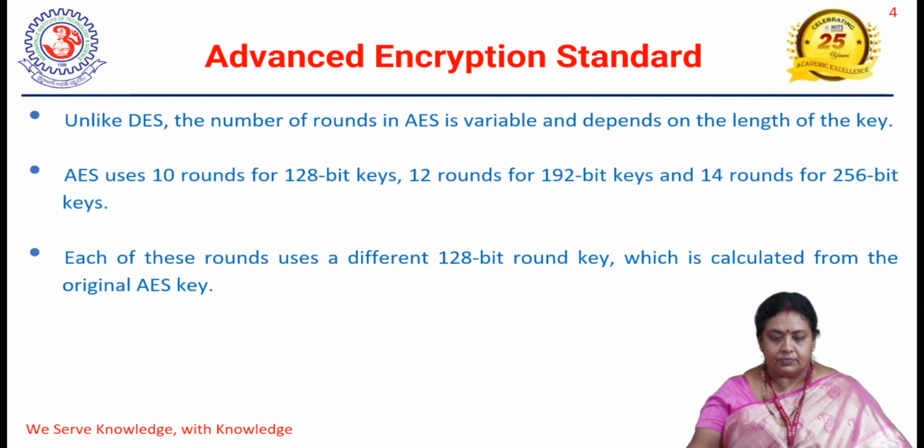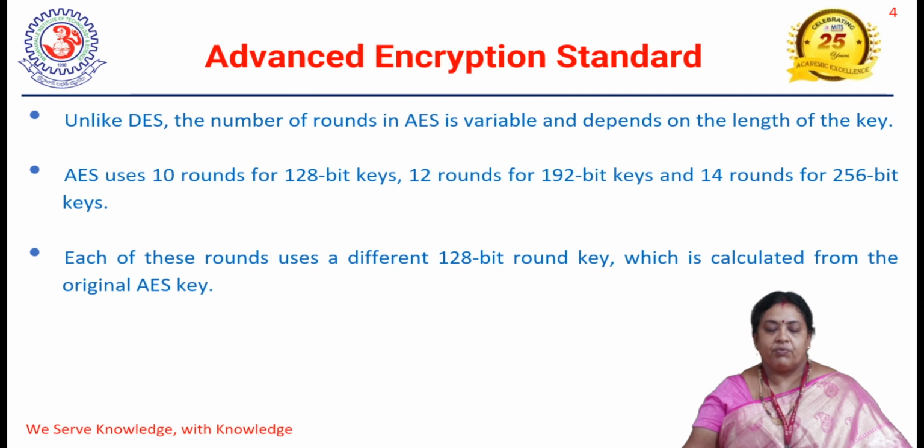Then in the AES algorithm, we have a variation in the number of rounds. In DES, we already know that we have 16 rounds, but in the AES algorithm it is variable, depending on the key length. If we are using a 128 bit key, then the AES algorithm uses 10 rounds. If we are using a 192 bit key, it has 12 rounds. If we are using a 256 bit key, it has 14 rounds. In DES we have fixed rounds, that is 16, but in AES we may have 10, 12 or 14 rounds depending on the key length.